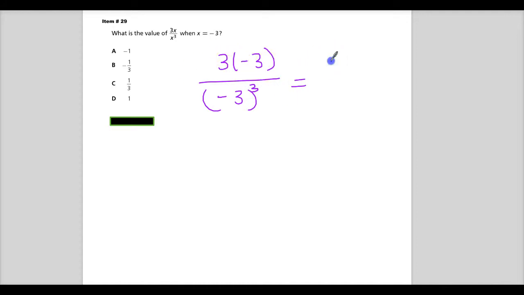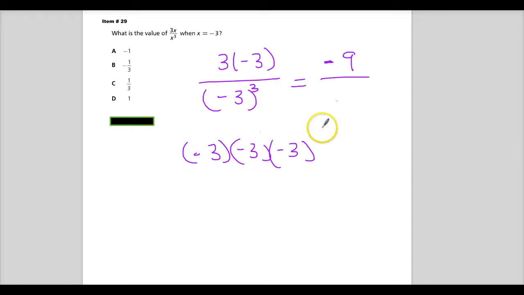Three times negative three is, of course, negative nine. This is not three times three. This is negative three to the third. Technically, it's negative three times negative three times negative three. So three negatives make a negative.